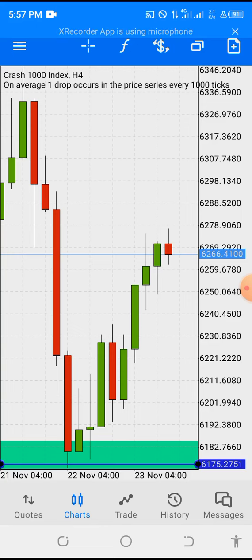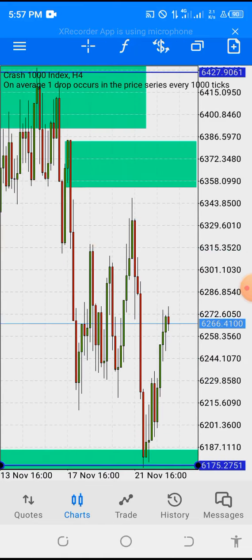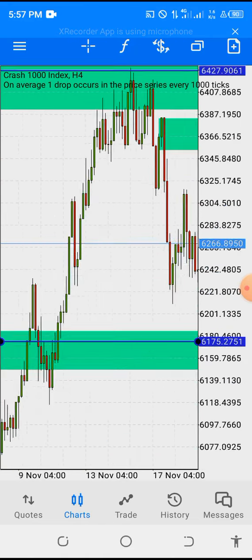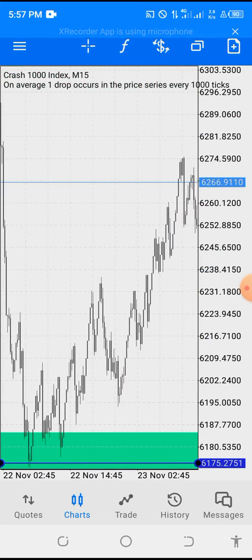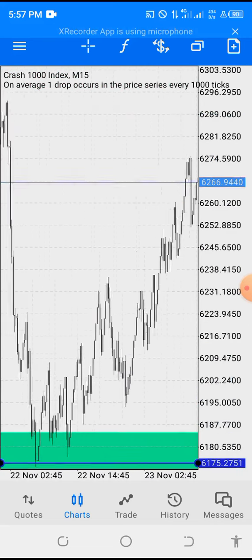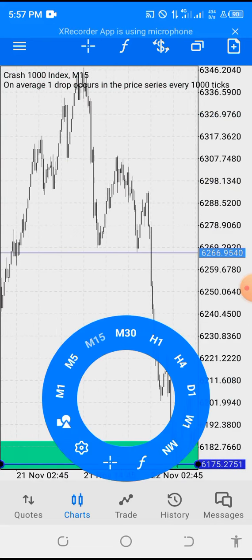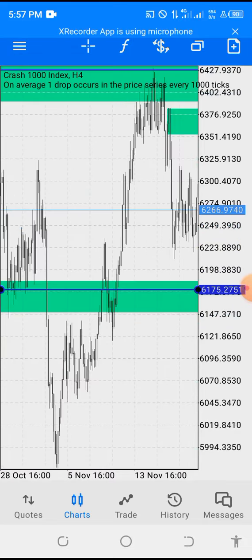This strategy works. Stop going to the 1 minute time frame to scalp. Go to the 4 hour time frame, analyze the chart. After analyzing, go to the 15 minutes time frame and pick your entry. Very, very simple. See now, from that point to this point, 75 points. As you can see, this strategy works. Just follow the rules.